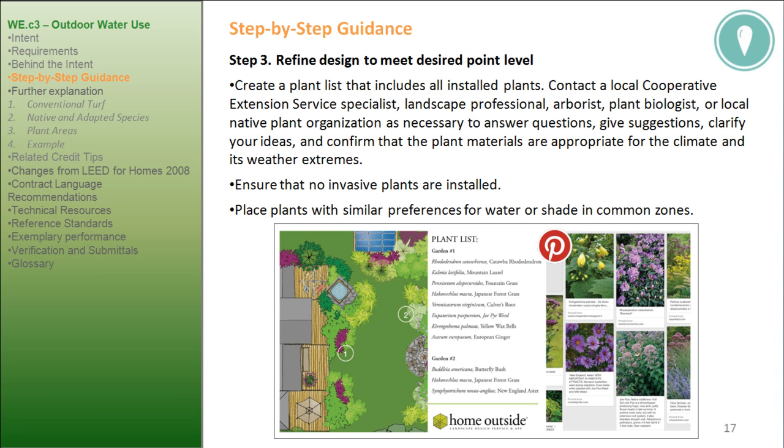Step 3. Refine design to meet desired point level. Create a plant list that includes all installed plants. Contact a local cooperative extension service specialist, landscape professional, arborist, plant biologist, or local native plant organization as necessary to answer questions, give suggestions, clarify your ideas, and confirm that the plant materials are appropriate for the climate and its weather extremes. Ensure that no invasive plants are installed. Place plants with similar preferences for water or shade in common zones.